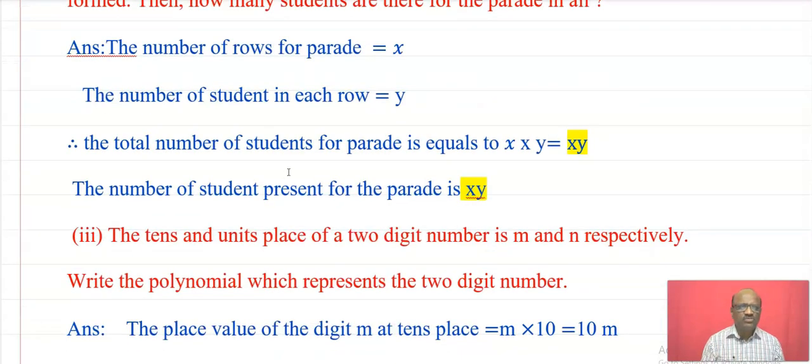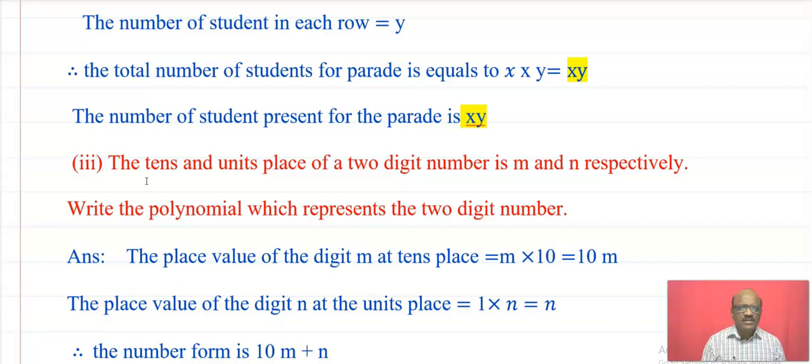Therefore, the total number of the students for the parade is equal to x into y, that is xy. Therefore, the number of the students present for the parade is xy. Next is, the tens and the unit place of the two-digit number is m and n.